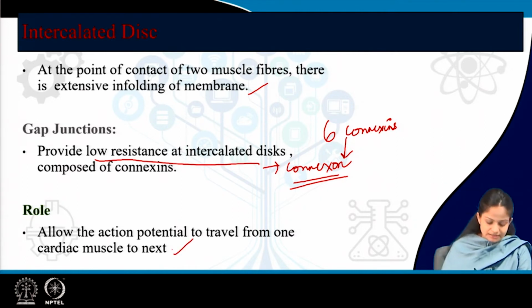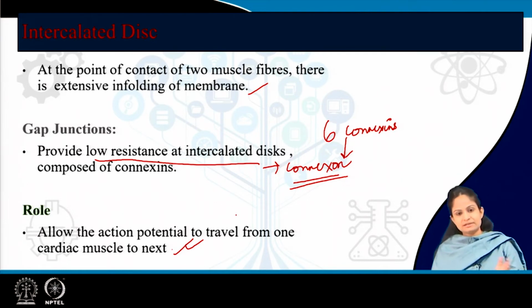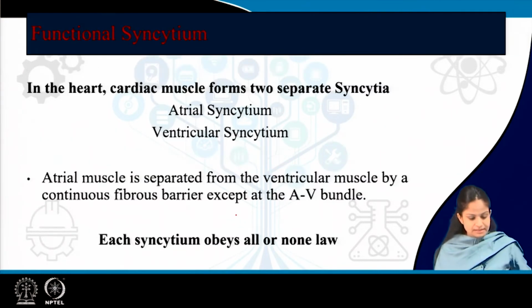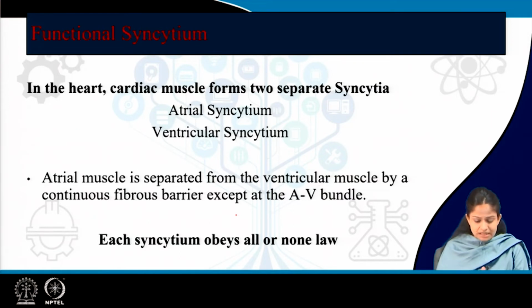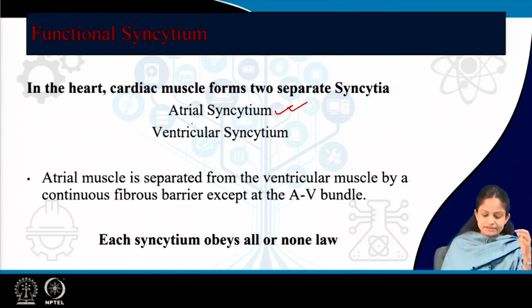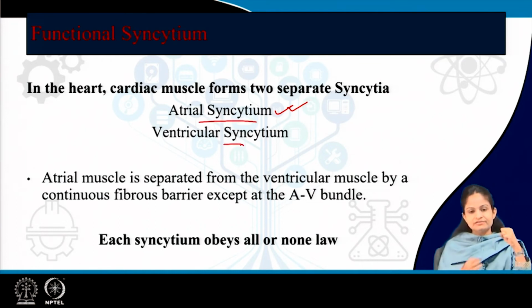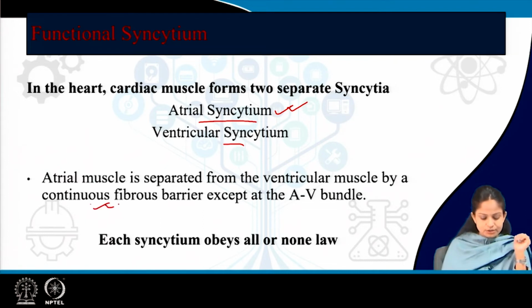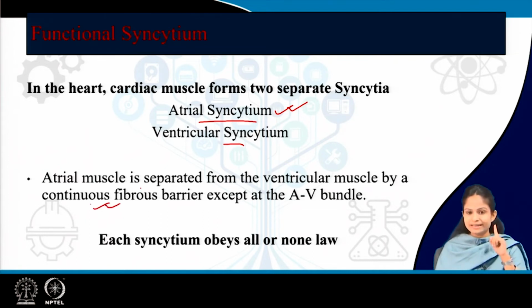So, this allows the action potential to travel from one cardiac muscle to the other cardiac muscle. So, as a whole, the cardiac muscle forms two separate syncytia. One is the atria, the other one is the ventricles. The atrial syncytium is formed and the ventricular syncytium is formed. Now, the atrial syncytium and the ventricular syncytium are generally separated by a continuous fibrous band, except at one place, that is the AV bundle or atrioventricular bundle.